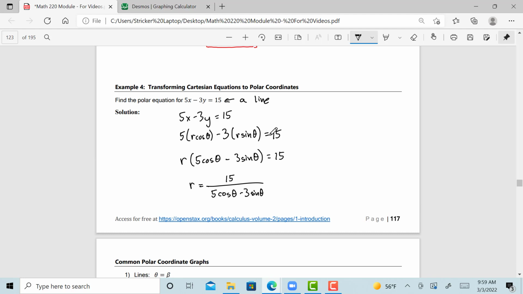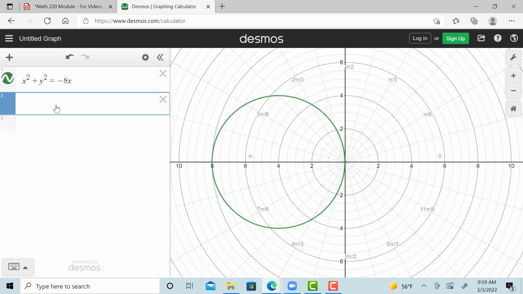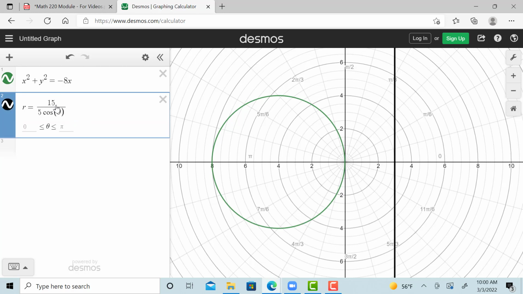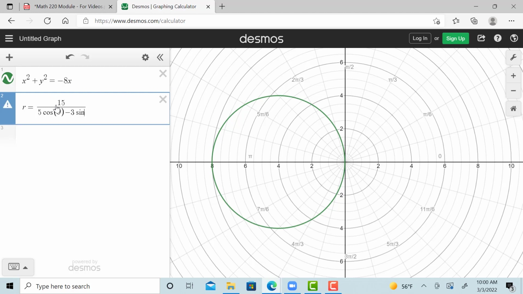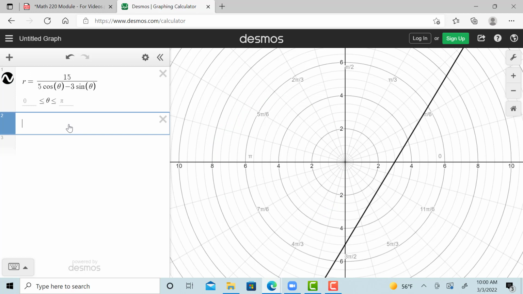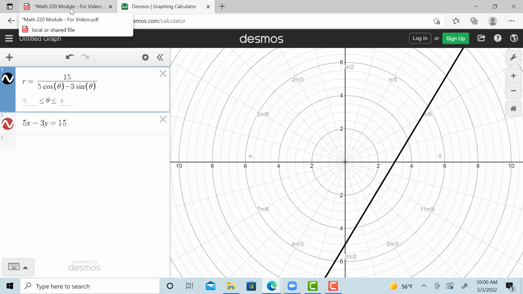Let's go to Desmos and just confirm that. So we can type in r equals 15 divided by 5 cosine theta minus 3 sine theta. And there's our line, that black line there, right? And that's the same line as 5x minus 3y equals 15. There's the red line, there's the black line. Okay, so let's go ahead and go back to our notes.